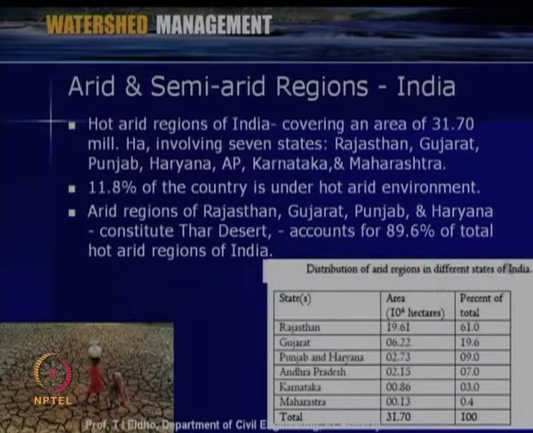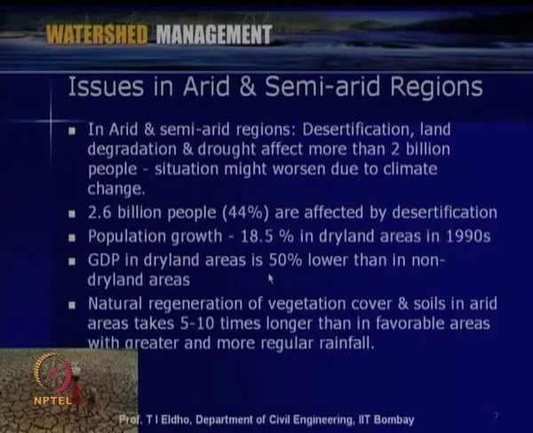Here, as far as India is concerned, the arid regions distribution is shown in this table. For example, in Rajasthan about 19.61 million hectares and 61%. Gujarat 19.6%, Punjab and Haryana 9%, Andhra Pradesh 7%, Karnataka 3%, Maharashtra 0.4%, like this. So, this shows the statistics of the distribution of arid regions as far as India is concerned.